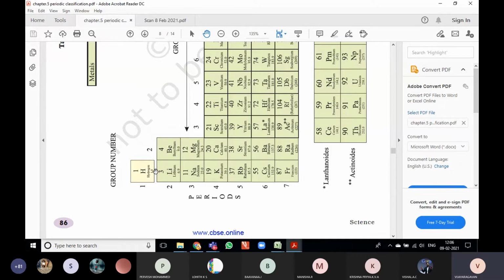The alkaline earth metals. Write this point. The alkaline earth metals are named after their oxides.